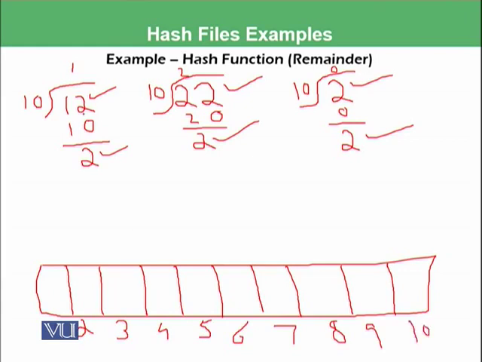So the records 12, 22 and 2 will all be stored in the second bucket. This will be stored in the second bucket, this will be stored in the second bucket, and this 2 will be stored in the second bucket. So whatever number comes, we take the remainder with 10, and the remainder tells us in which bucket that number should be stored.